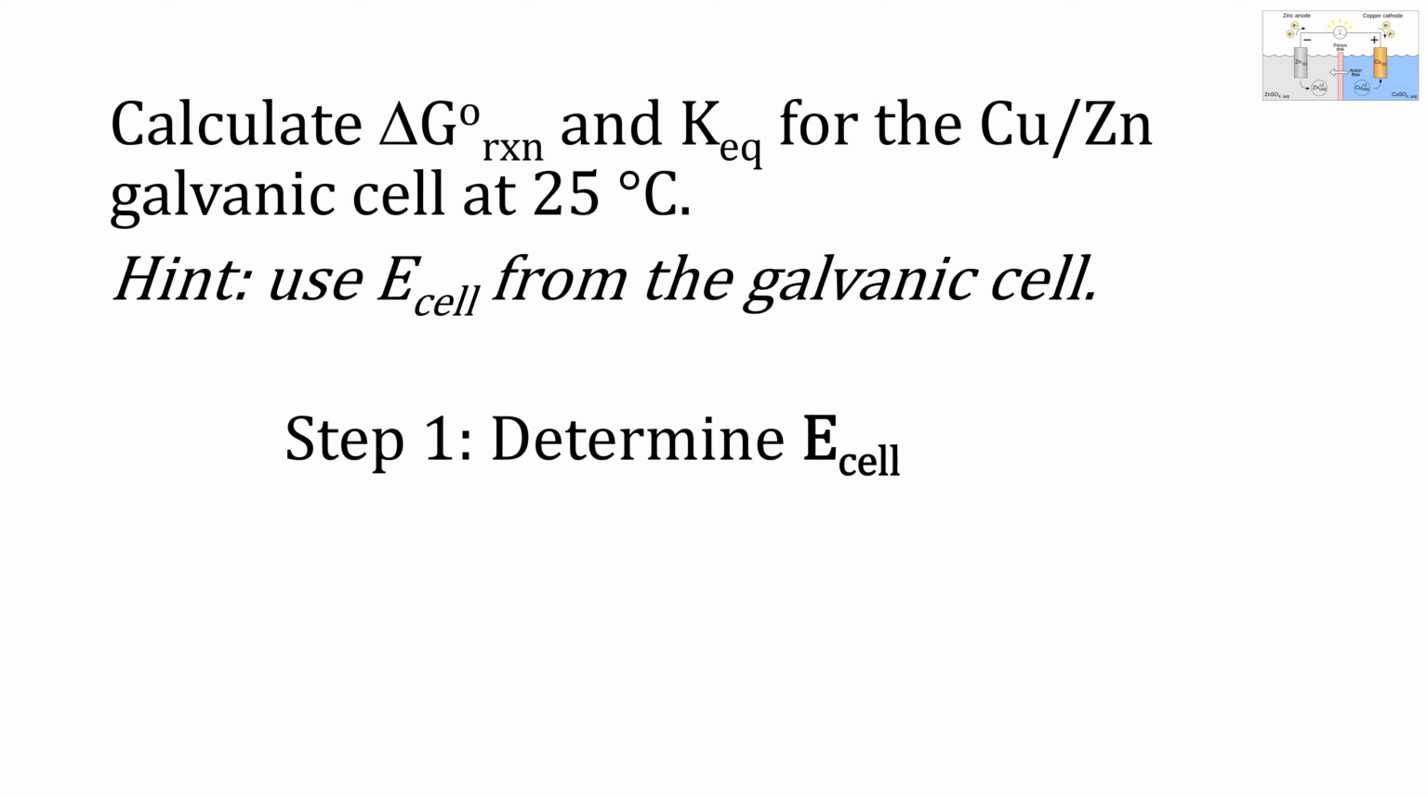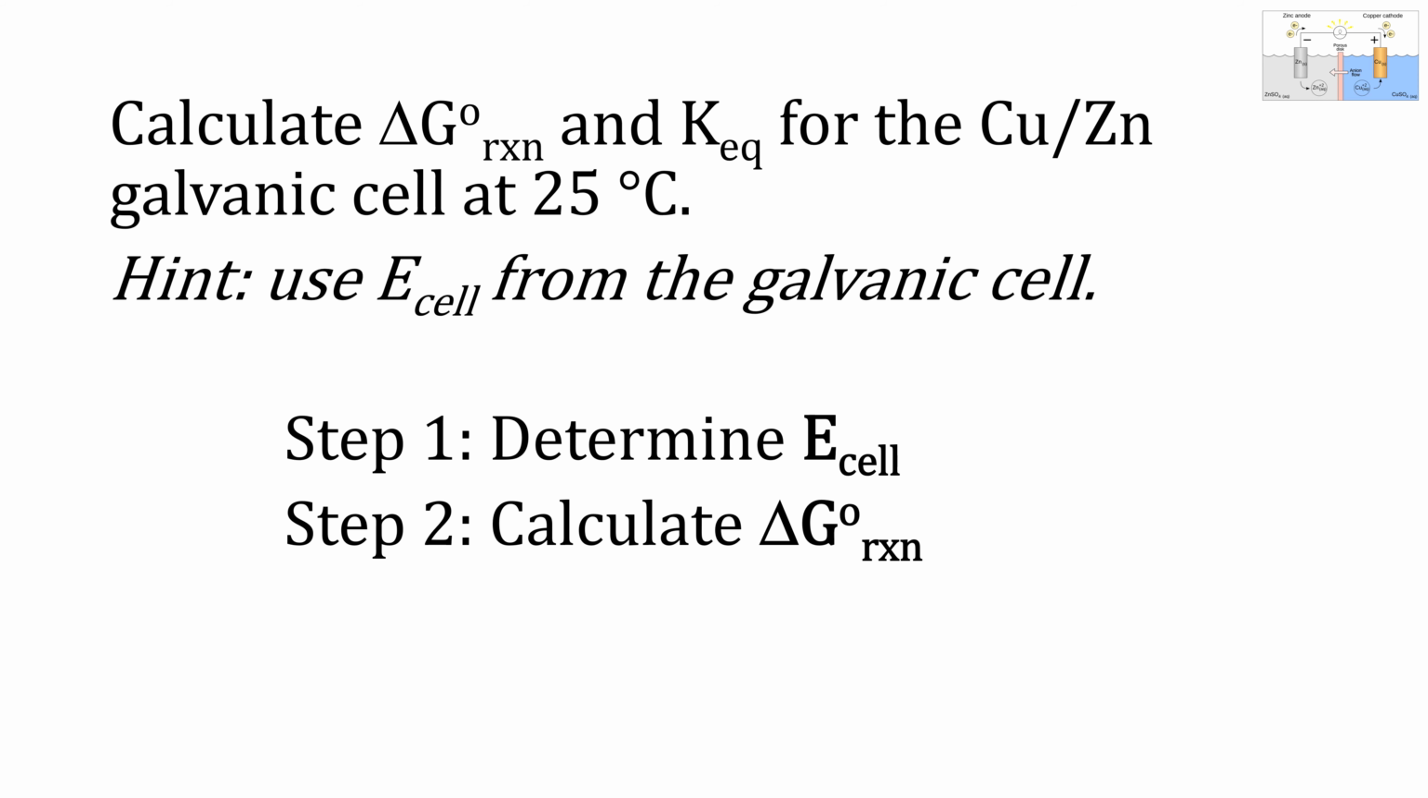So our first step in solving this problem to find delta G and K will be to determine the E°cell. The next step would then be to directly calculate delta G from this E°cell, and the final step would be to also calculate the equilibrium constant.